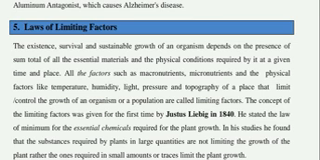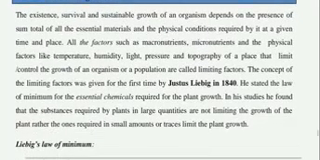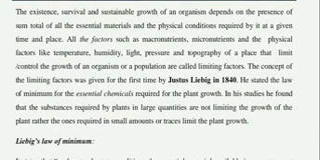This is by Liebig. The concept of the limiting factors was given for the first time by Justus Liebig in 1840. He stated the law of minimum for the essential chemicals required for plant growth. In his studies, he found that the substances required by plants in large quantities do not limit the growth of the plant. Rather, the ones required in small amounts or traces limit the plant growth.